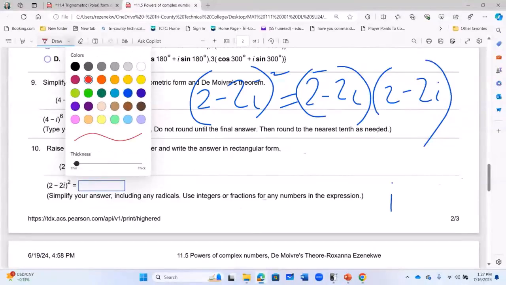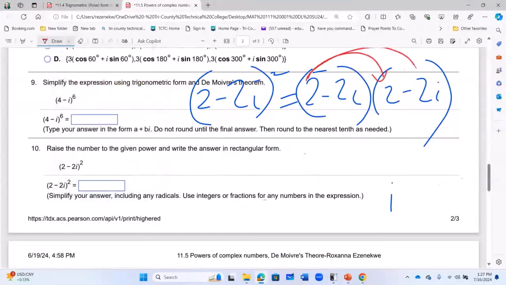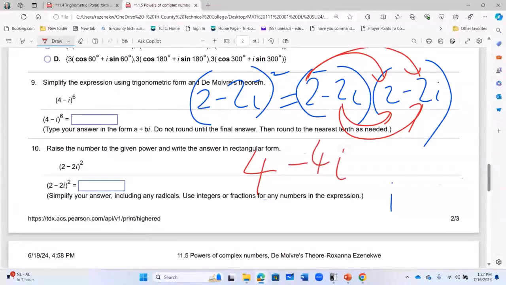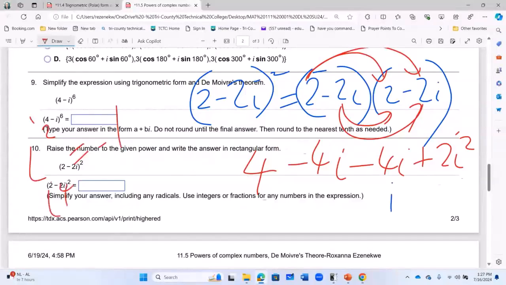So foiling it, I multiply this by this and this by that, and I get an answer. So 2 times 2 is 4. 2 times negative 2i is negative 4i. Negative 2i times 2 is negative 4i again. Negative 2i times negative 2i is positive 4i squared. Remember in your junior class, Math 110, we talked about i squared being equal to negative 1 always. i to the power of 4 is equal to 1.